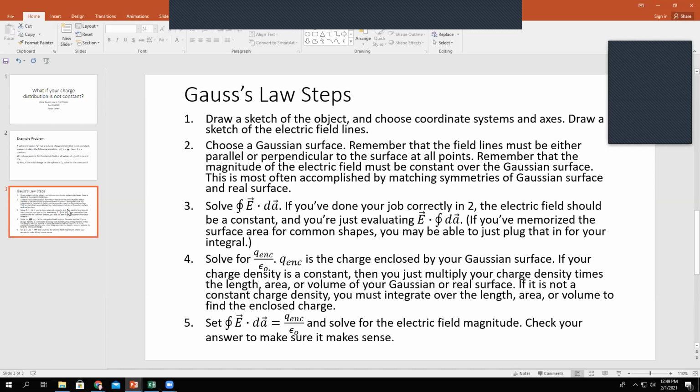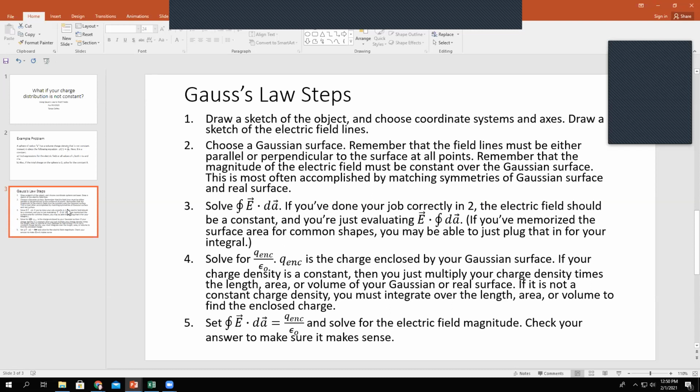That means the cosine theta, which comes from your dot product, will be easily evaluated to either 0 or 1. You don't want something complex for that dot product. You don't want an angular dependence that's going to vary as you integrate over your surface. If you can't think of a symmetry that does that, then what you really should do is not use Gauss's law and just do a direct integration of k dq over r squared for your electric field.